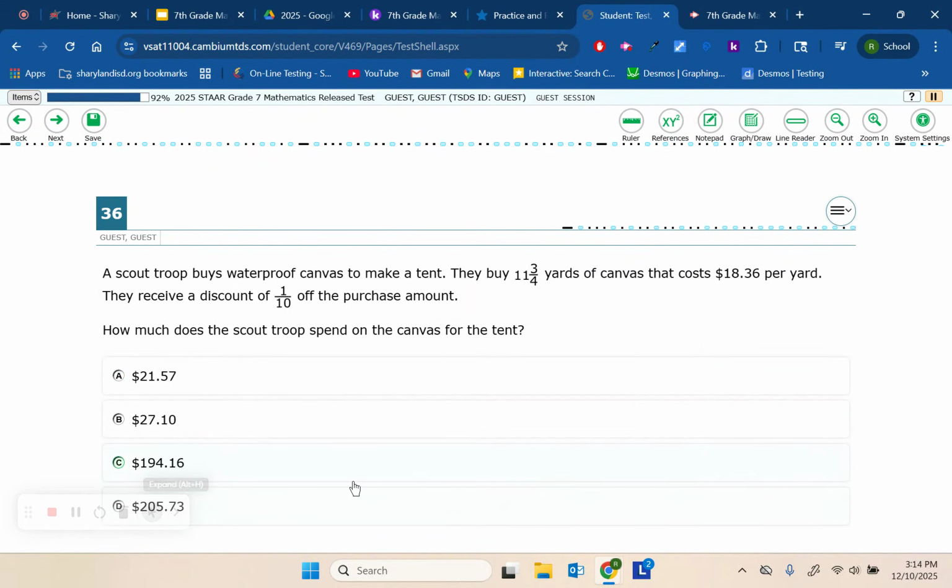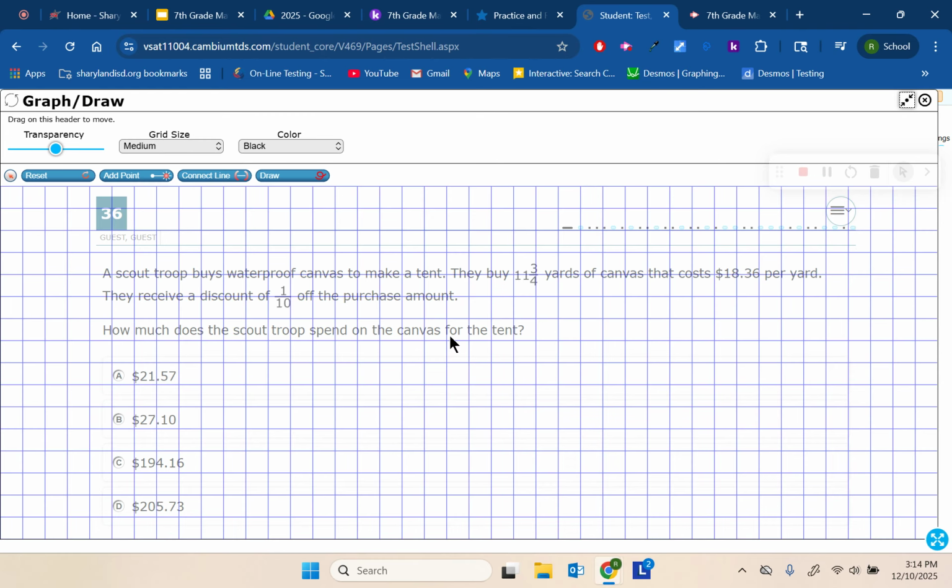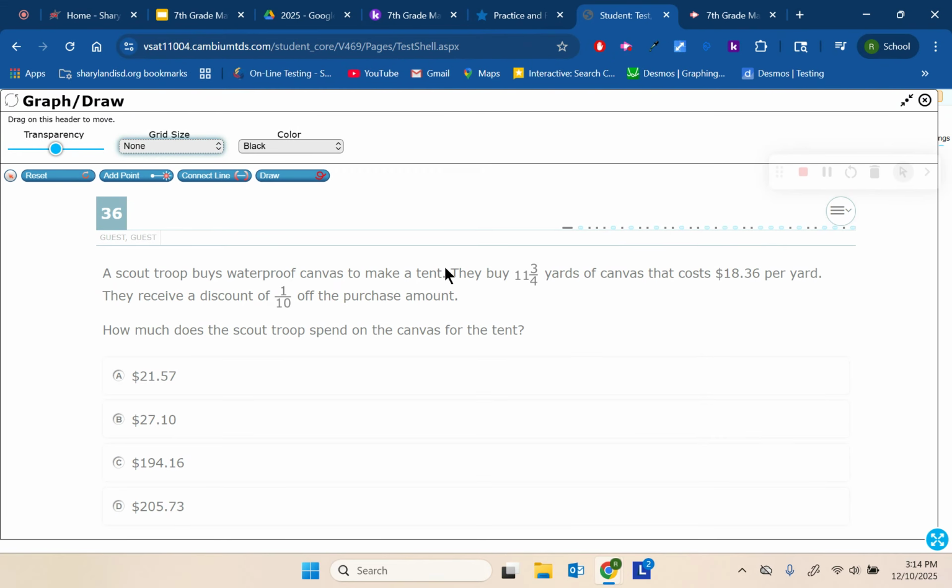Okay, number 36. At this point in the test, I'm tired, I'm exhausted, I don't want to do too much work. The hard part about this problem is just understanding what we're really looking for. I'm going to buy 11 and 3/4 yards of canvas that cost me $18.36 per yard. I'm supposed to multiply this times this to get how much I'm going to spend. And then I get a discount of 1/10, so I can get rid of 1/10 of it, right?